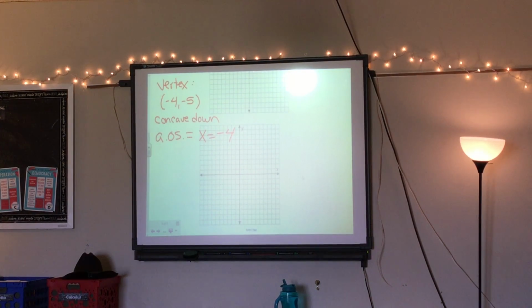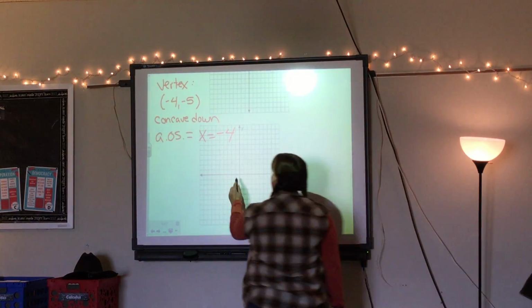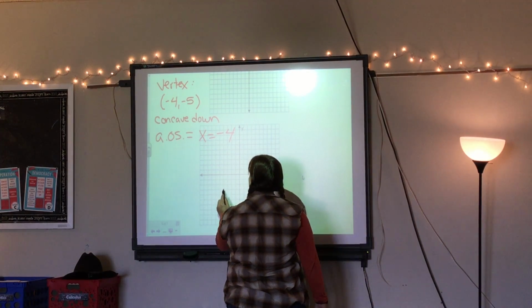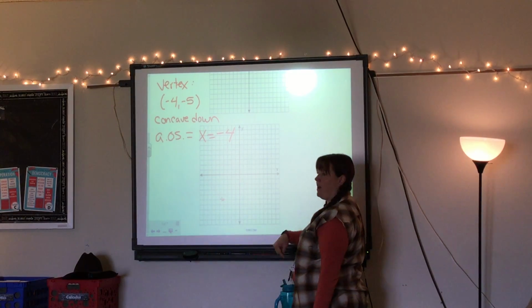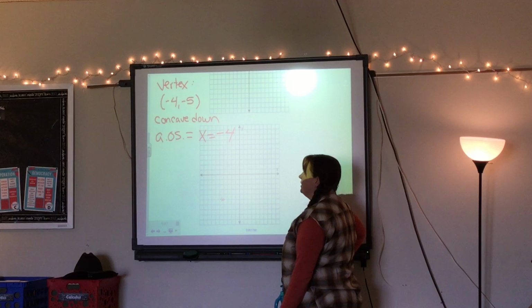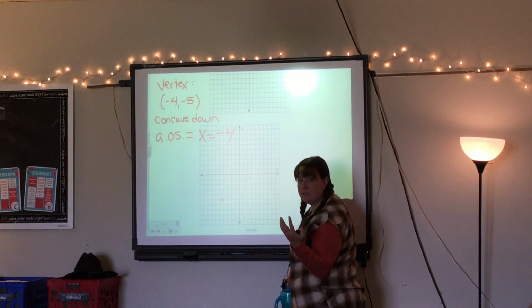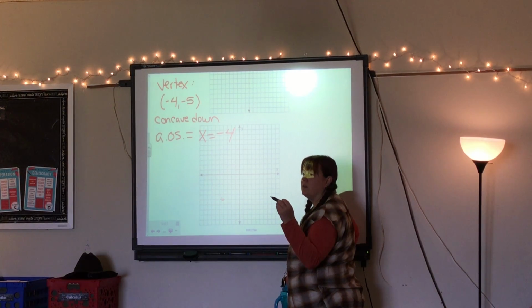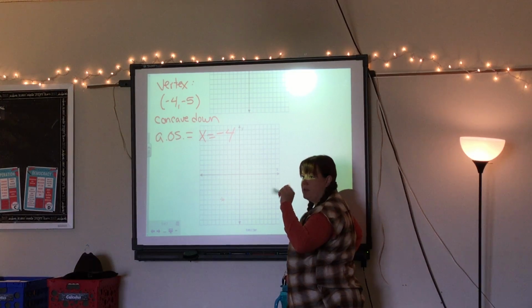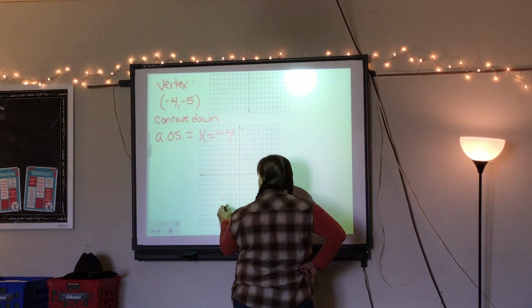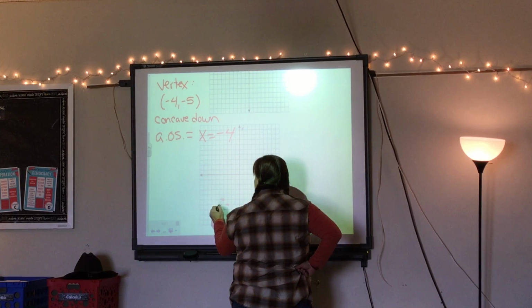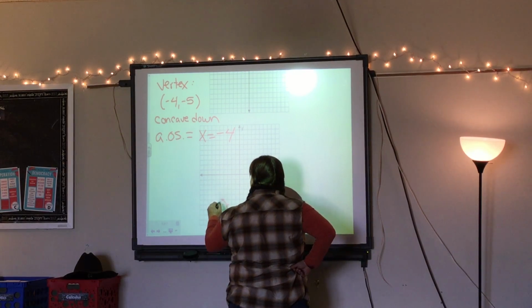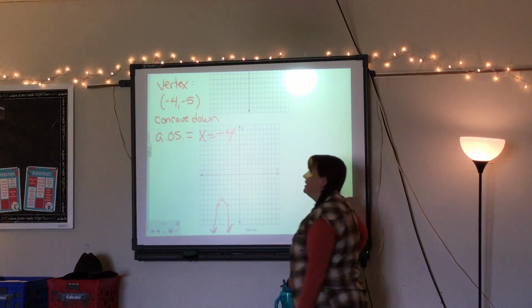So I could graph this. I could put my vertex at -4, -5. I know it's going to face down. It has -1 in front, which tells me I go over 1, down 1. So it's just like the standard parabola. It just happens to be concave down and at -4, -5.